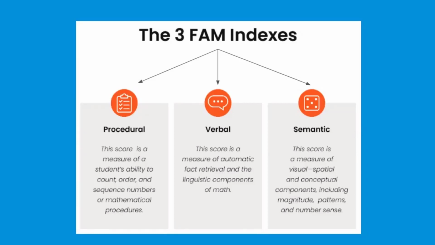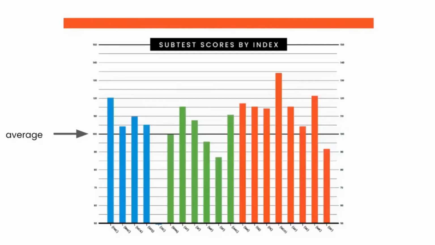So I have some real data for us to look at together. This one is just showing an average score. The blue bars are the procedural index, that ability to carry out the plan step by step. The green bars are the verbal, the language part of math. And the red bars are the semantic, the magnitude, understanding how math works. The dark line in the center is the average line. As we can see, this is data from an actual student. The student is performing at an average level and would not be categorized as someone who has dyscalculia. There are some below-average scores, but with good instruction, this student would be able to perform at the average level.